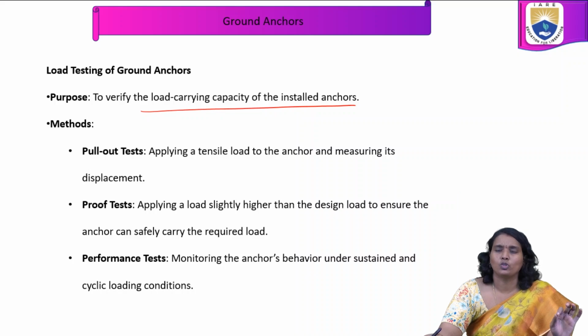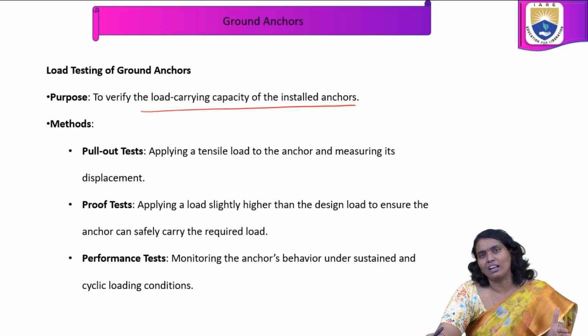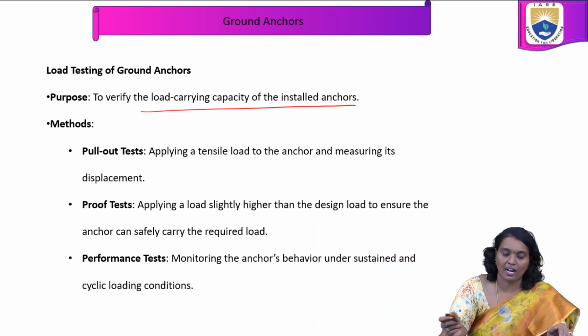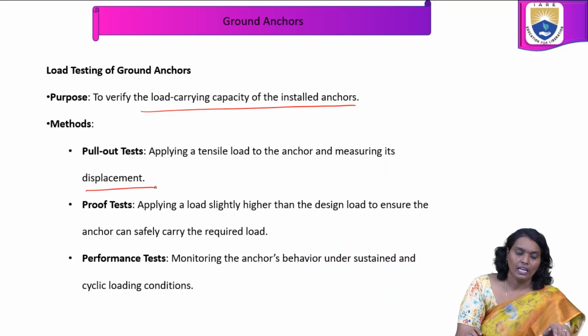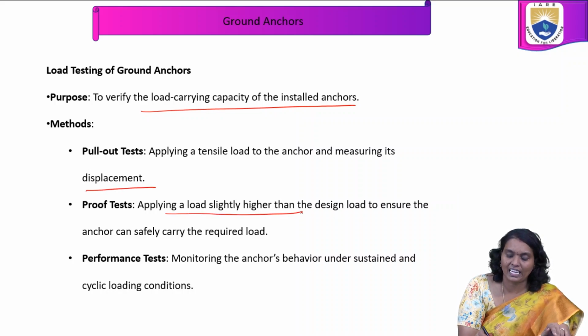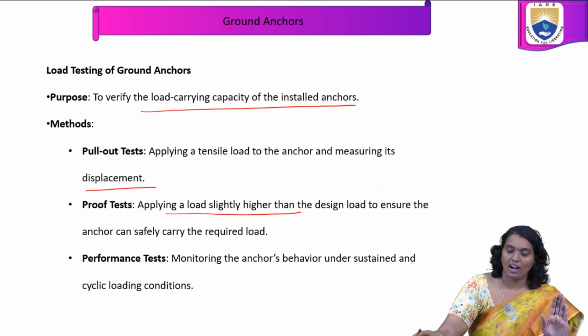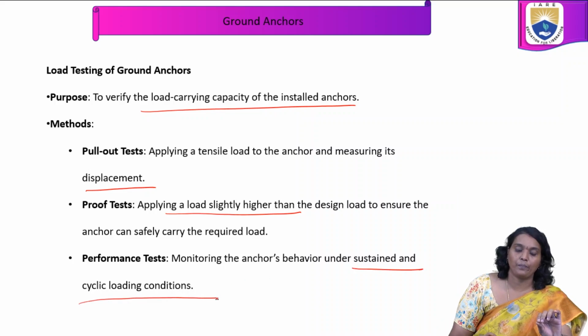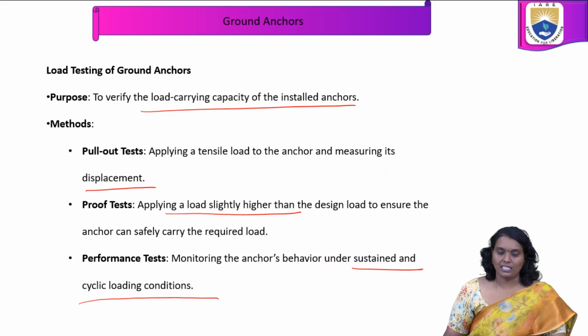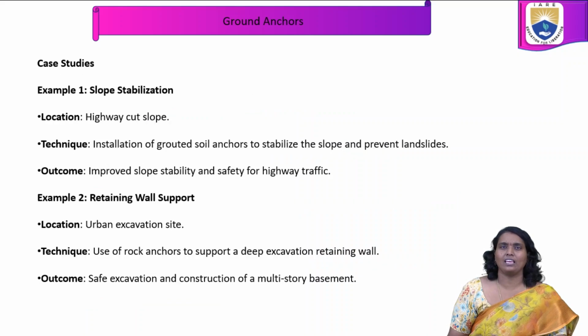So in this, the purpose is to verify the load carrying capacity of the installed anchors. In these methods, pull-out test, proof test, and performance tests are involved. In the pull-out test, we are applying a tensile load to the anchor and measuring its displacement. In the proof test, we are applying a load slightly higher than the design load to ensure the anchor can safely carry the required load. In the performance test, we monitor the anchor's behavior under sustained and cyclic loading conditions. So these are the tests we are conducting to verify the load carrying capacity.